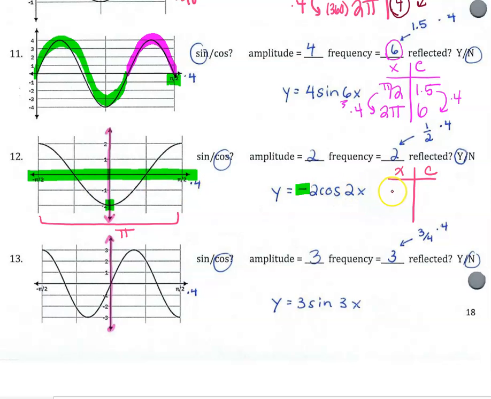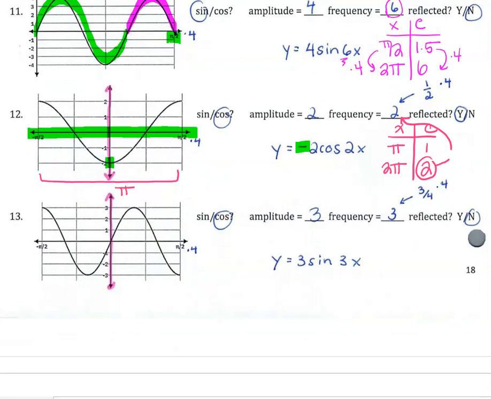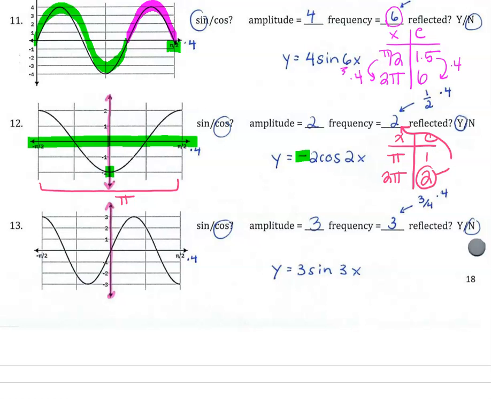On the x-axis, I'm seeing pi units in my window, and I'm seeing one full cycle, which means over the course of 2 pi units, I would see 2 full cycles. And that's where my frequency is coming from. So then lastly on this page, same idea here.